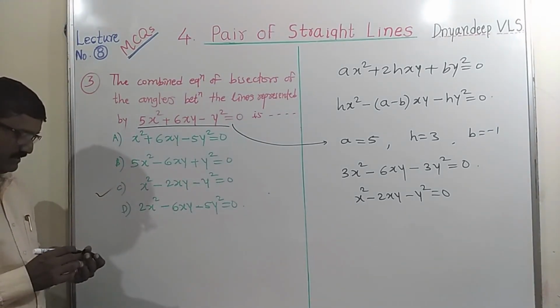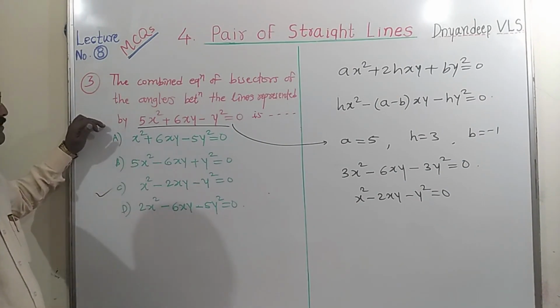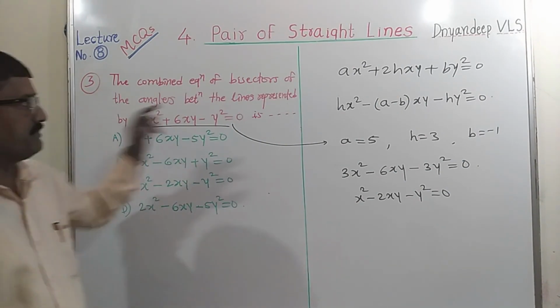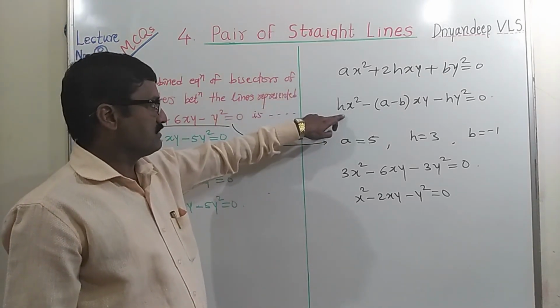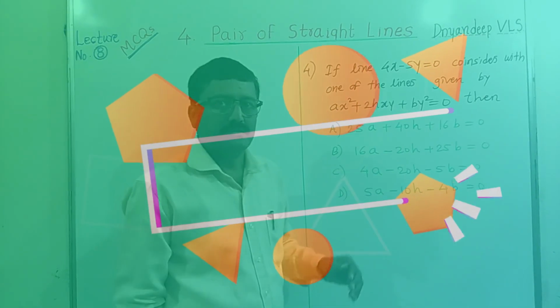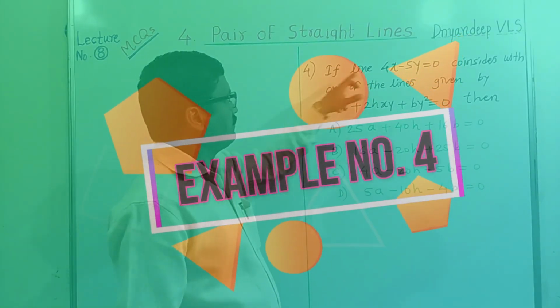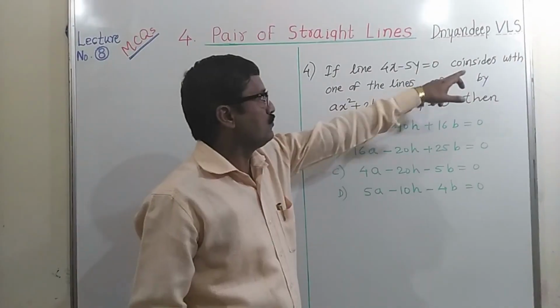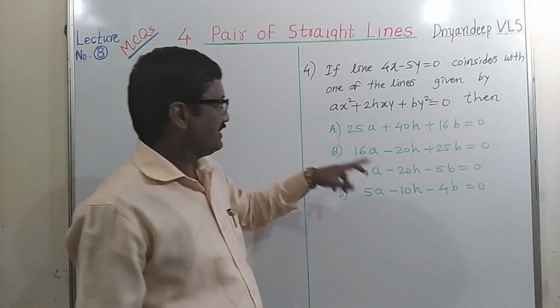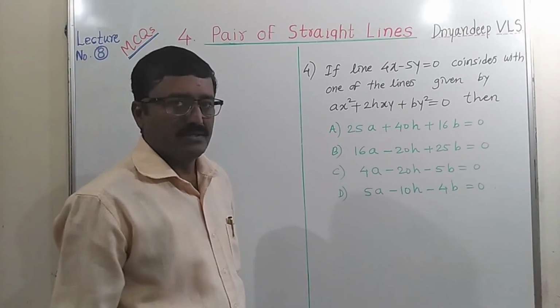Okay, it's very simple to find the equation of bisectors of the given pair of lines. Whenever pair of lines is this, bisector is this, use the values of a, b, h, you will get the result. See example number 4. If line 4x minus 5y equal to 0 coincides with one of the lines given by this combined equation, then what? That is asked here.